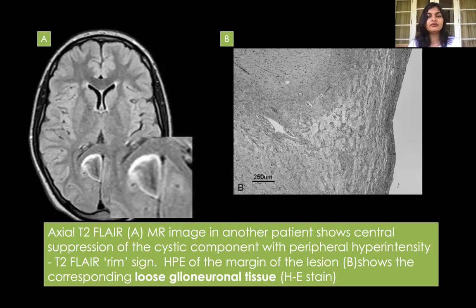So here is an MR T2 FLAIR image in another patient showing the central suppression of the cystic component with the peripheral hyperintensity, the T2 FLAIR rim sign. Histopathology of the margin shows the corresponding loose glioneuronal tissue.